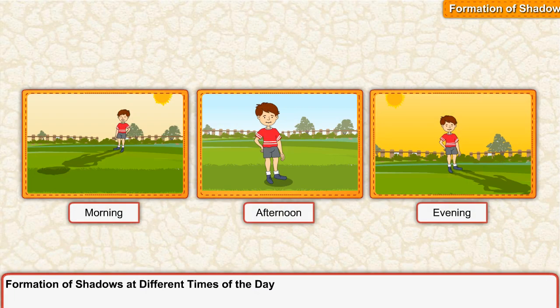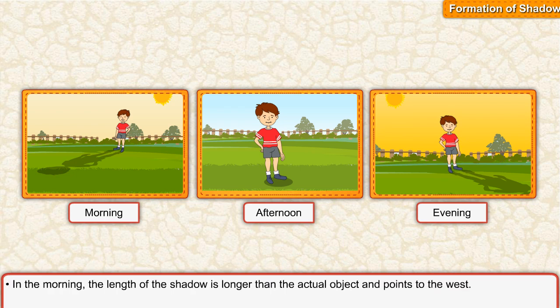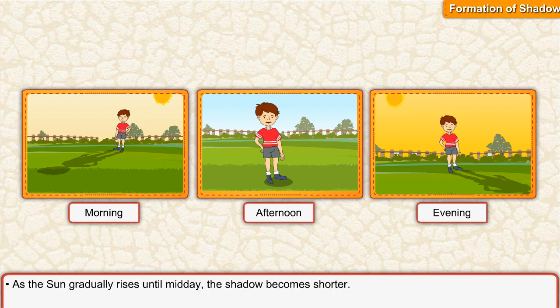Formation of shadows at different times of the day. At different times of the day, the shadows formed will have different lengths. In the morning, the length of the shadow is longer than the actual object and points to the west. As the sun gradually rises until midday, the shadow becomes shorter. At midday, the length of the shadow is the shortest.